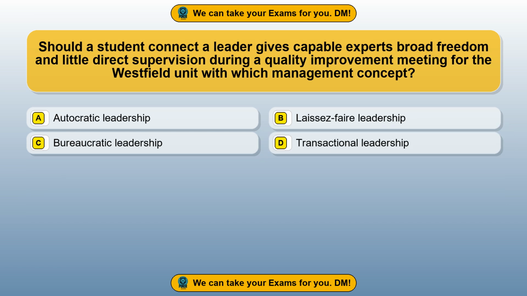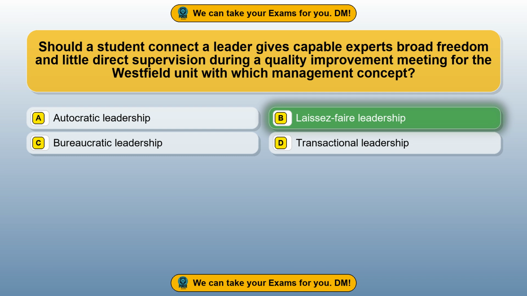Question 51. Should a student connect a leader gives capable experts broad freedom and little direct supervision during a quality improvement meeting for the Westfield unit with which management concept? Option A, autocratic leadership. Option B, laissez-faire leadership. Option C, bureaucratic leadership. Option D, transactional leadership. The correct answer is option B, laissez-faire leadership.